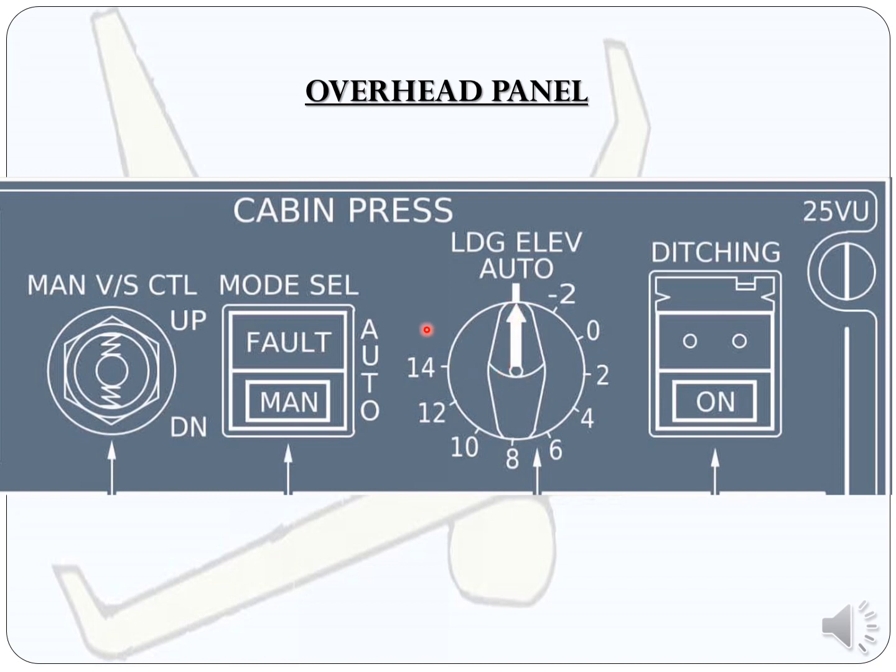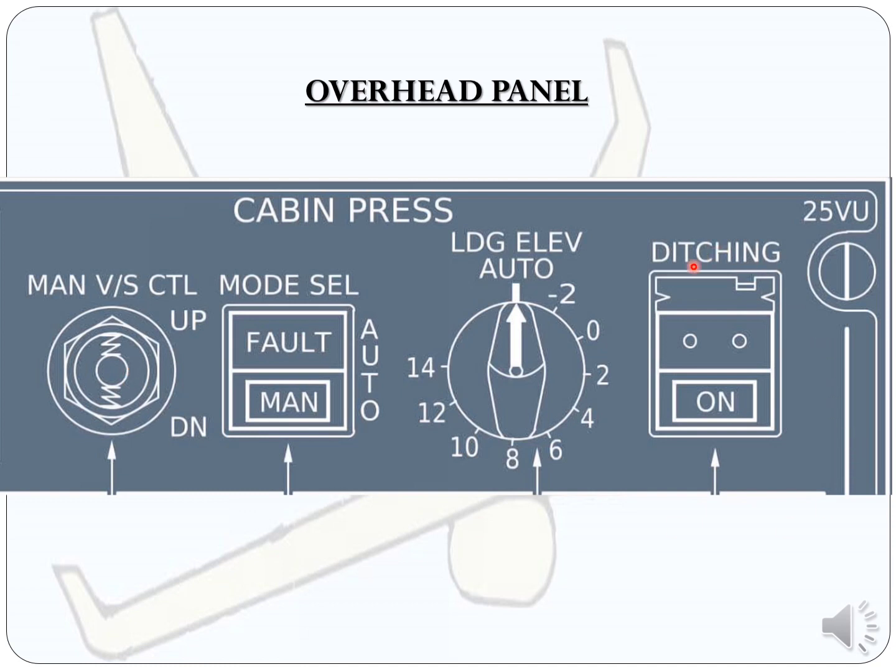Next one is manual mode. In case both CPCs failed, the fault light will be illuminated here. We need to energize this push button, and to open and close the outflow valve, we need to use this toggle switch, which is spring loaded.